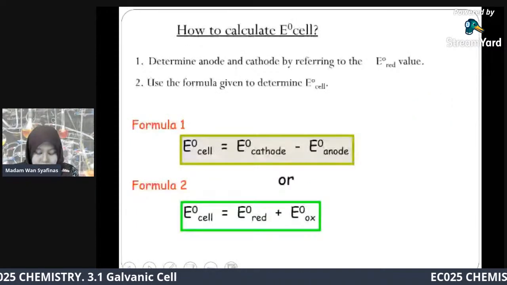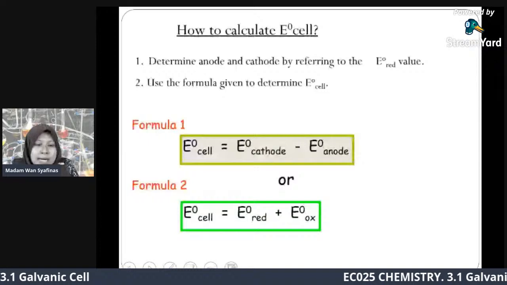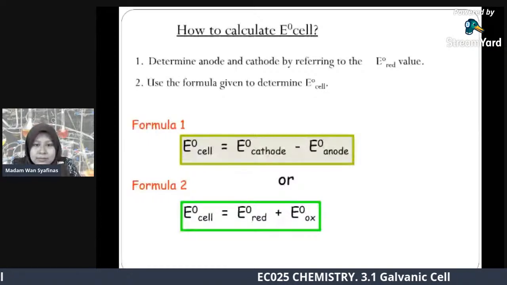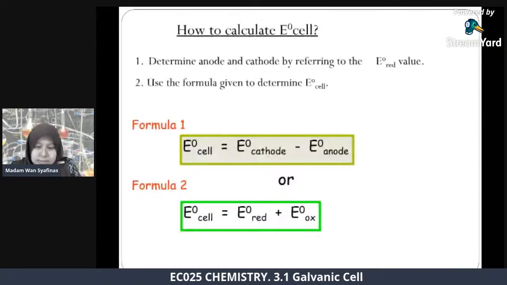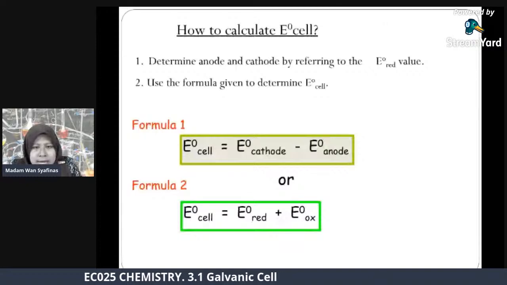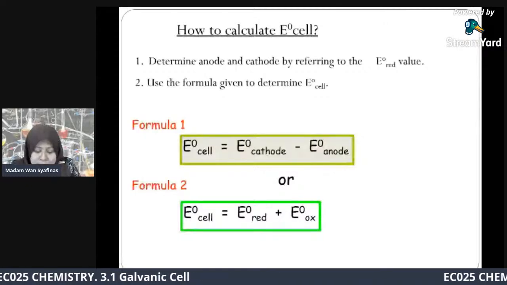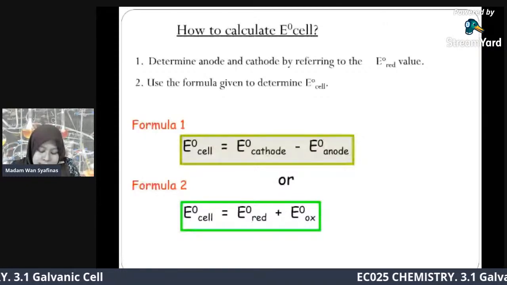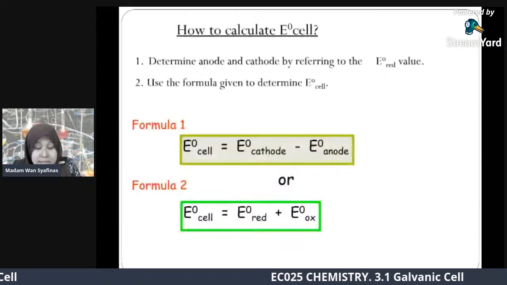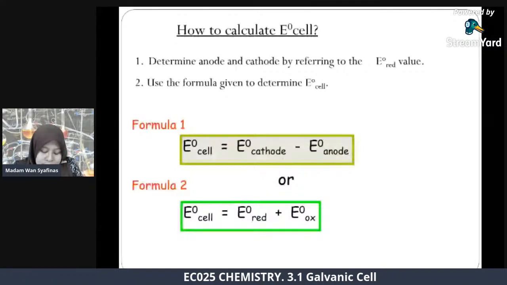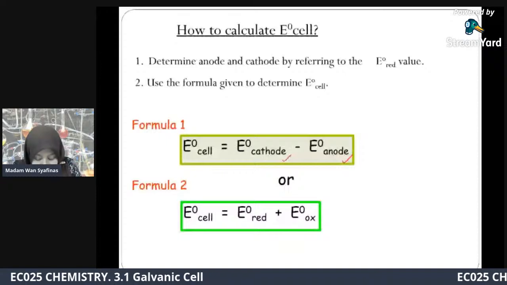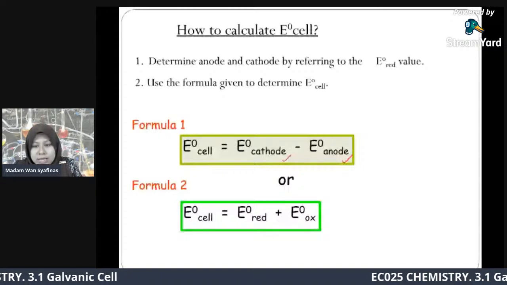Okay, then next we look at how to calculate E0 cell. To calculate E0 cell, we have two formulas. The first formula we can use is E0 cell equals E0 cathode minus E0 anode. The second formula is E0 cell equals E0 reduction plus E0 oxidation.